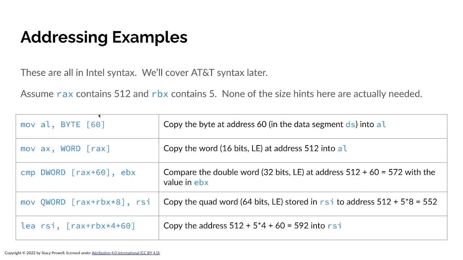So here's some examples. Here I take the byte that's at address 60 and I put it in AL. Do I need to say byte? Well, AL is a byte size register, so no, I don't. This would work without me saying byte.